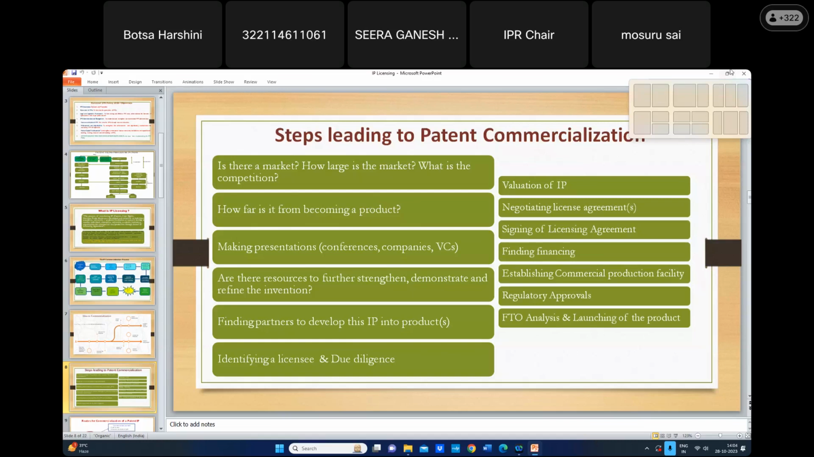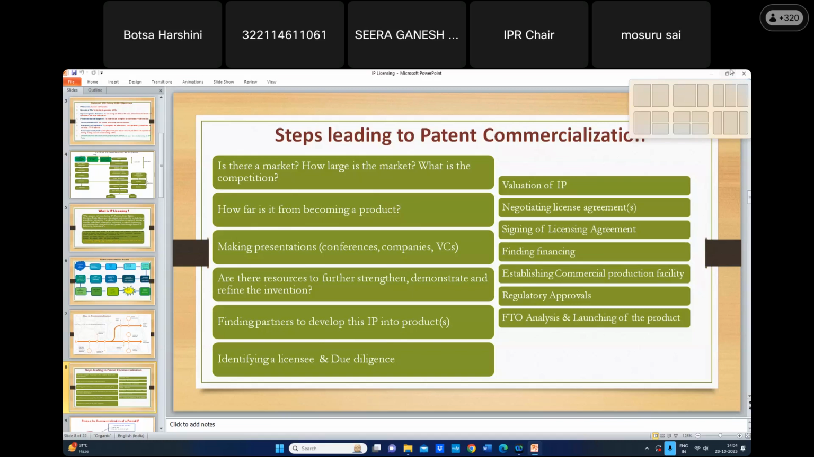Then negotiating licensing agreements. Of course, the agreements will have several terms and conditions. You need to negotiate each and every condition. One has to accept mutually, then you sign the agreement. So that is what we call signing of licensing agreement. And after the licensing agreement is signed, you need to raise the money to establish a commercial plant. So you need to find a financial partner or funding agency.